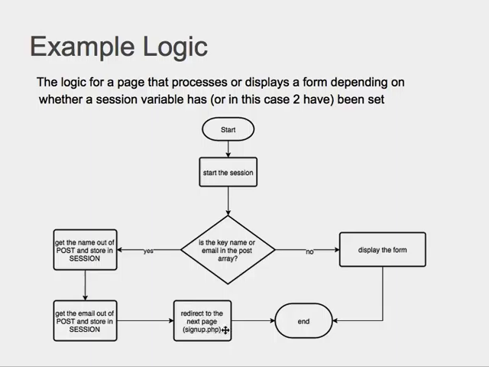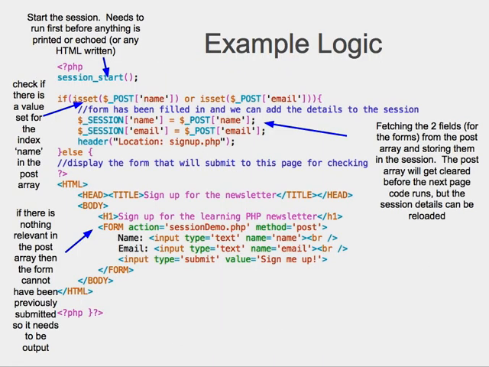Then we can redirect to the next page. So we've stored them in our locker for later, and then we're sending them to this sign up page, which will then be able to access that session information. If there's nothing in the post array, so if no form information or the wrong form information have been submitted, then it can display the form instead. So if the form's already been submitted, it will process it. If the form hasn't been submitted, it's going to display it. And that's what this next piece of logic is doing.